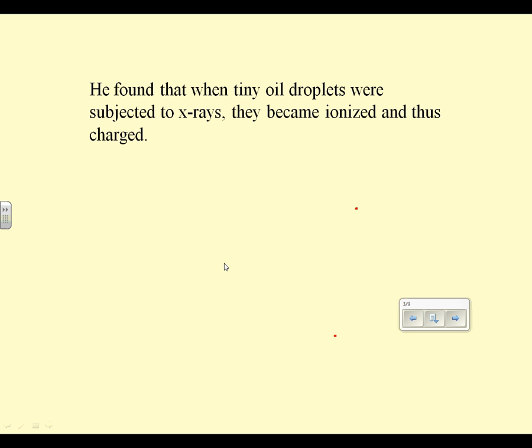Okay, so he found that when tiny oil droplets were subjected to X-rays, they become ionized and thus charged. So he fired an X-ray at them. And when I say ionized, from chemistry, what does that mean? You have an ion. They lose or gain electrons, that's right, and they have a charge, positive or negative. If they lose electrons, they have a positive charge. And if they gain electrons, they have a negative charge, right? If they have excess electrons, extra electrons, they become negative.